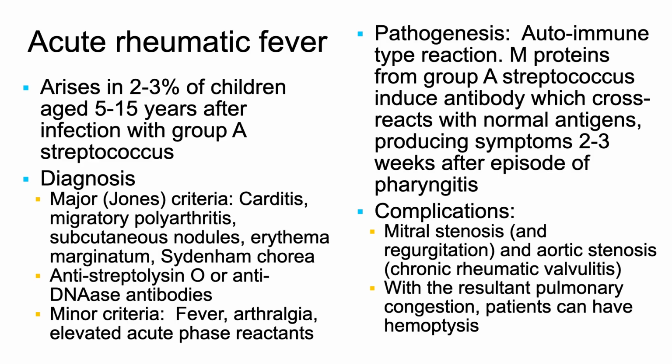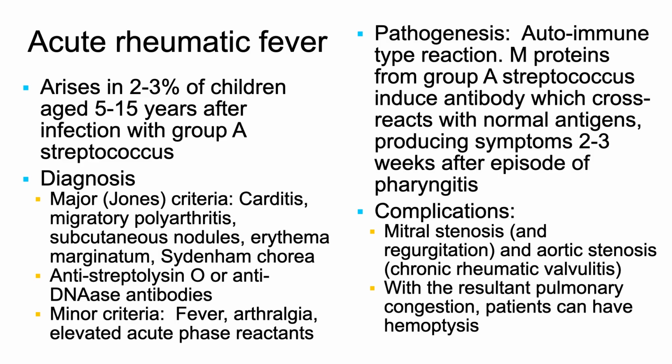So in acute rheumatic fever, you see carditis, which can be a pericarditis, a myocarditis, or an endocarditis. You see migratory polyarthritis, subcutaneous nodules, erythema marginatum, and Sydenham chorea. And chorea is where they make sudden movements. In the lab, they can test for it through anti-streptolysin O or anti-DNase antibodies. And then minor criteria, you can imagine those would go along with an infectious type condition in general.